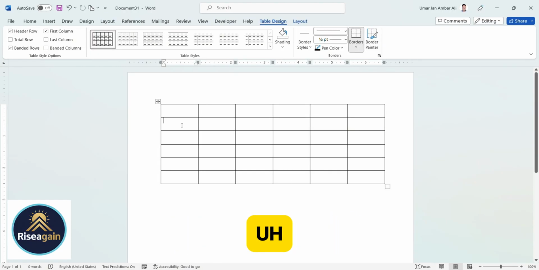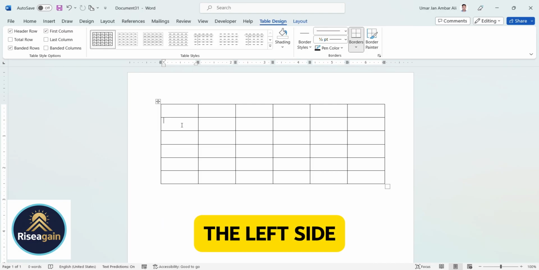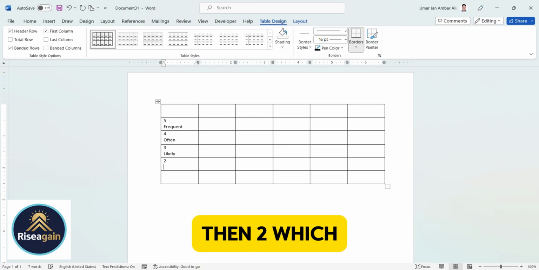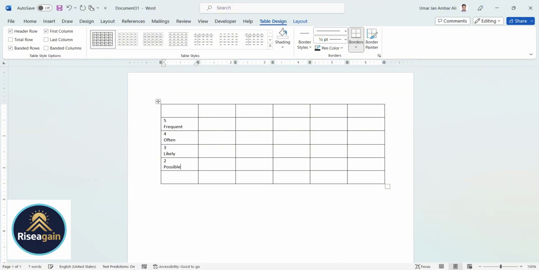The first is likelihood, which will be on the left side, and it will start from 5, and that will be frequent. The second will be 4, which is often. Then third, which is likely. Then 2, which is possible, and then 1, which is rare.